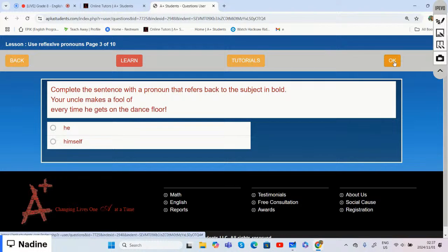Yes, well done. Your uncle makes a fool of he, option 1, or makes a fool of himself, option 2, every time he gets on the dance floor. So your uncle makes a fool of he or himself every time he gets on the dance floor. We need to choose the correct pronoun.